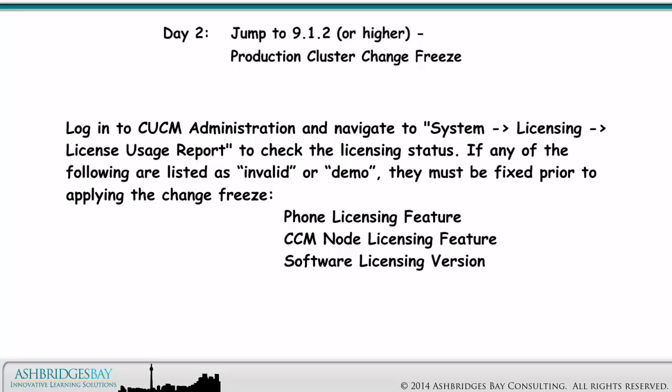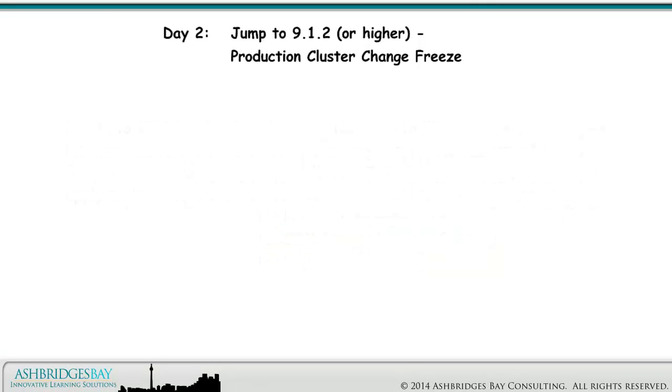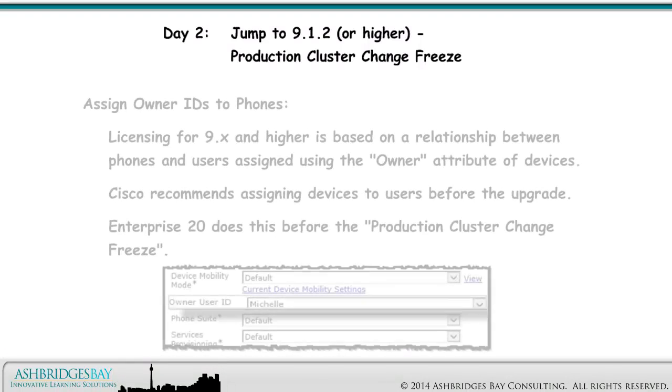Log in to CUCM Administration and navigate to System, Licensing, License Usage Report to check the licensing status. If any of the following are listed as invalid or demo, they must be fixed prior to applying the change freeze. Phone licensing feature, CCM node licensing feature, and software licensing version.